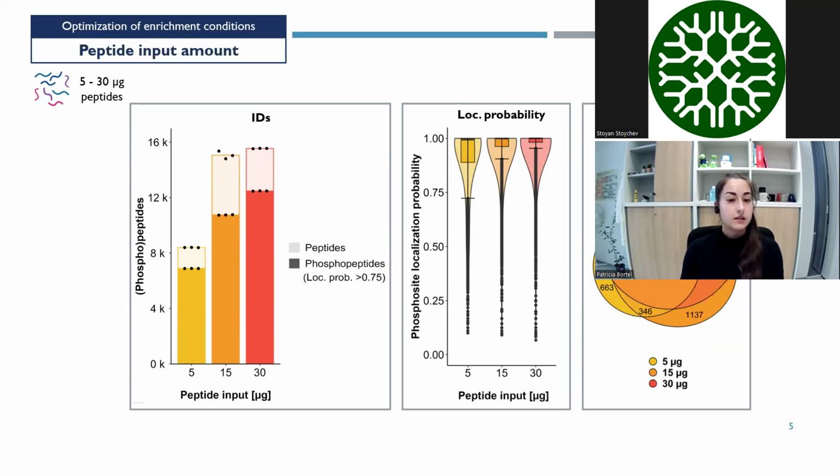identifications. And important for the rest of the talk here is that when I'm talking about identified phosphopeptides, I always mean those with a localization probability of above 0.75.